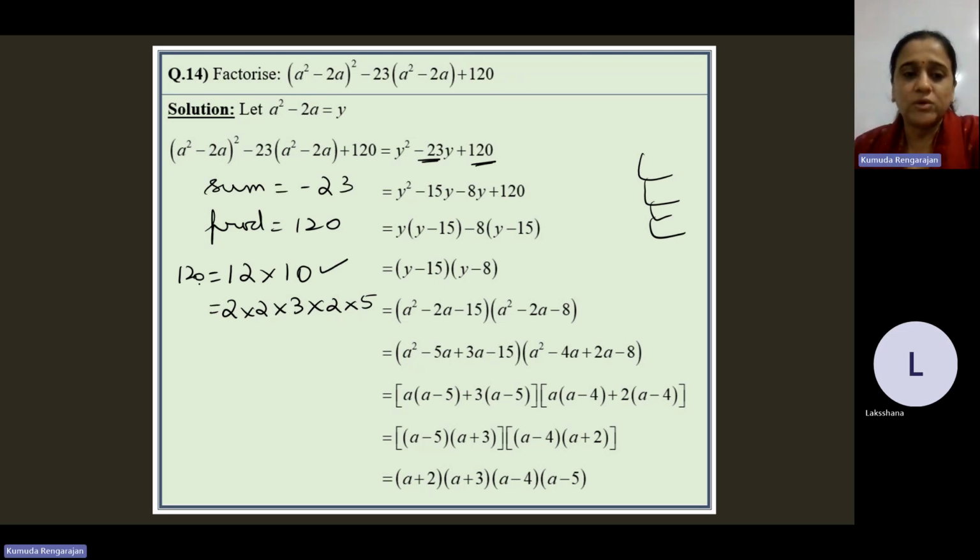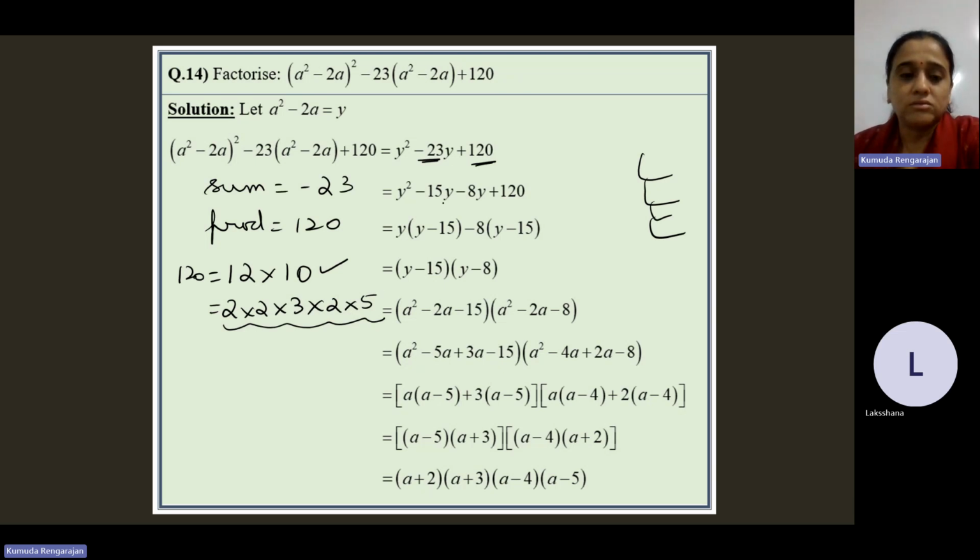So we started with 120 as 12 into 10, or 10 into 12, or any other tables for that matter. And then further, if the numbers can be decomposed into their prime factors, do that. That's all. 12 into 10, and 12 is 4 threes, and 4 is 2 into 2, so 2 into 2 into 3, and 10 is 2 into 5. Now you'll have to use all these numbers and make two numbers which satisfy the sum and the product.